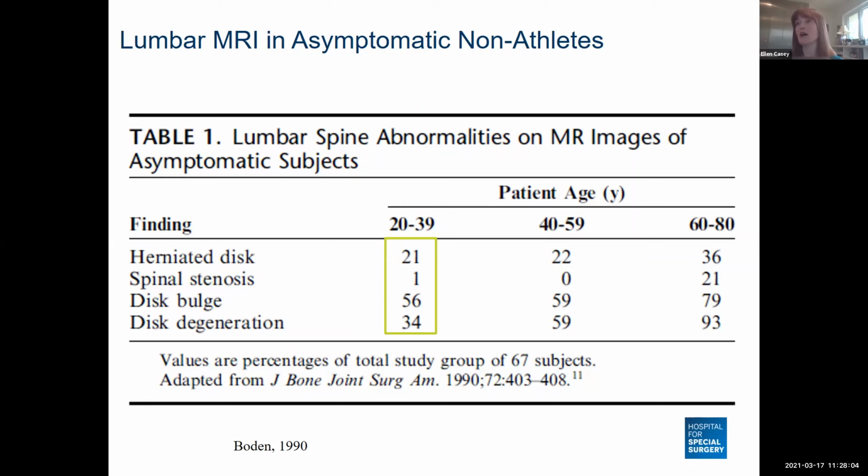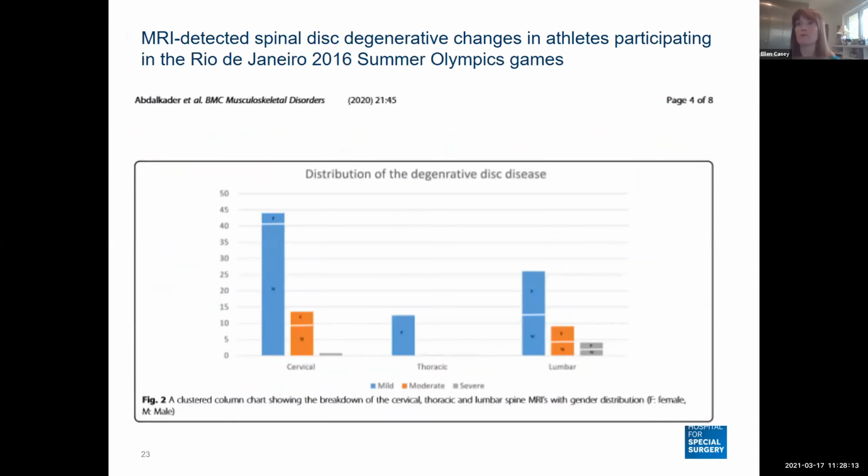And as ages go up, this gets much more significant. So this is, again, in normal people. So you're going to find things with spine MRIs, and you need to be prepared to help put that in perspective for patients.